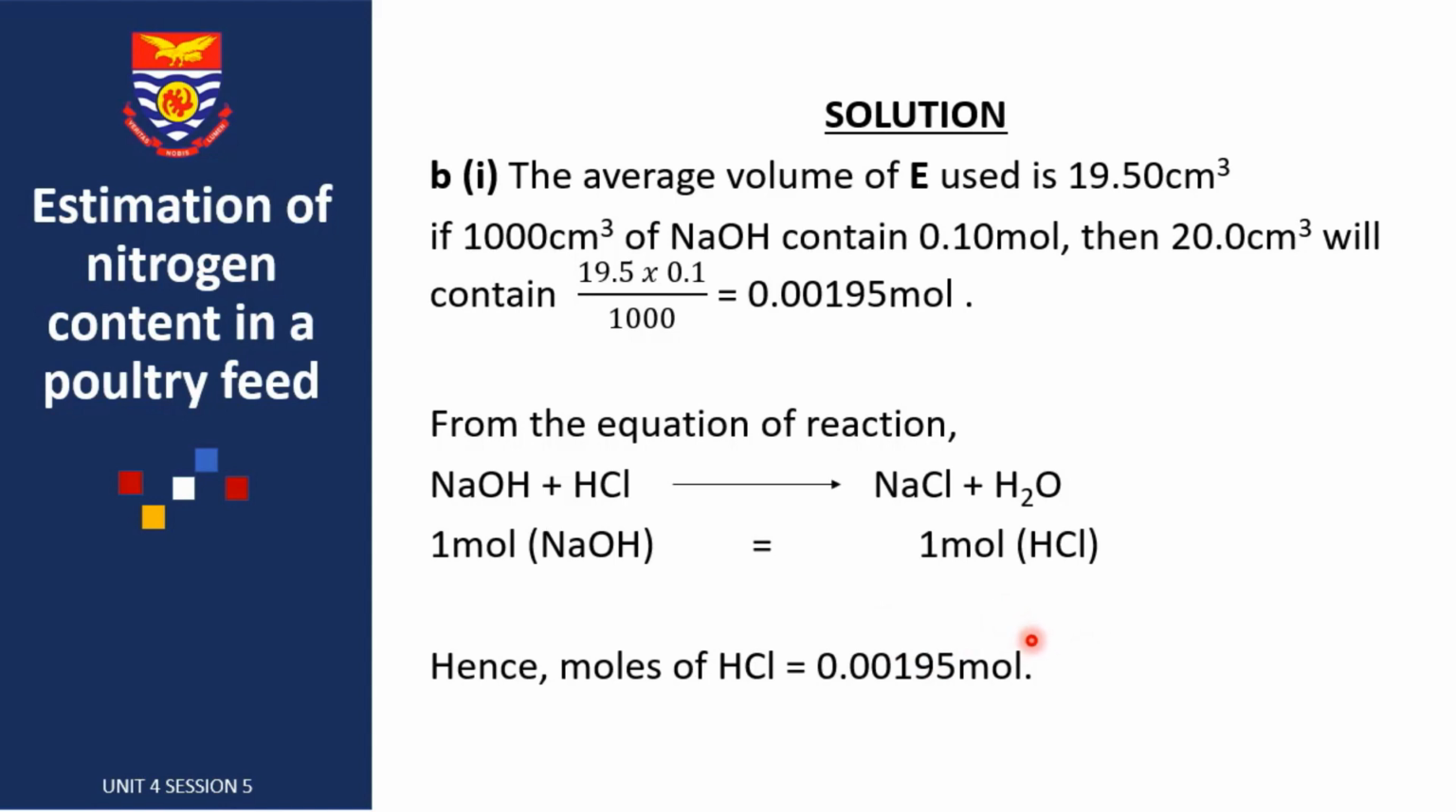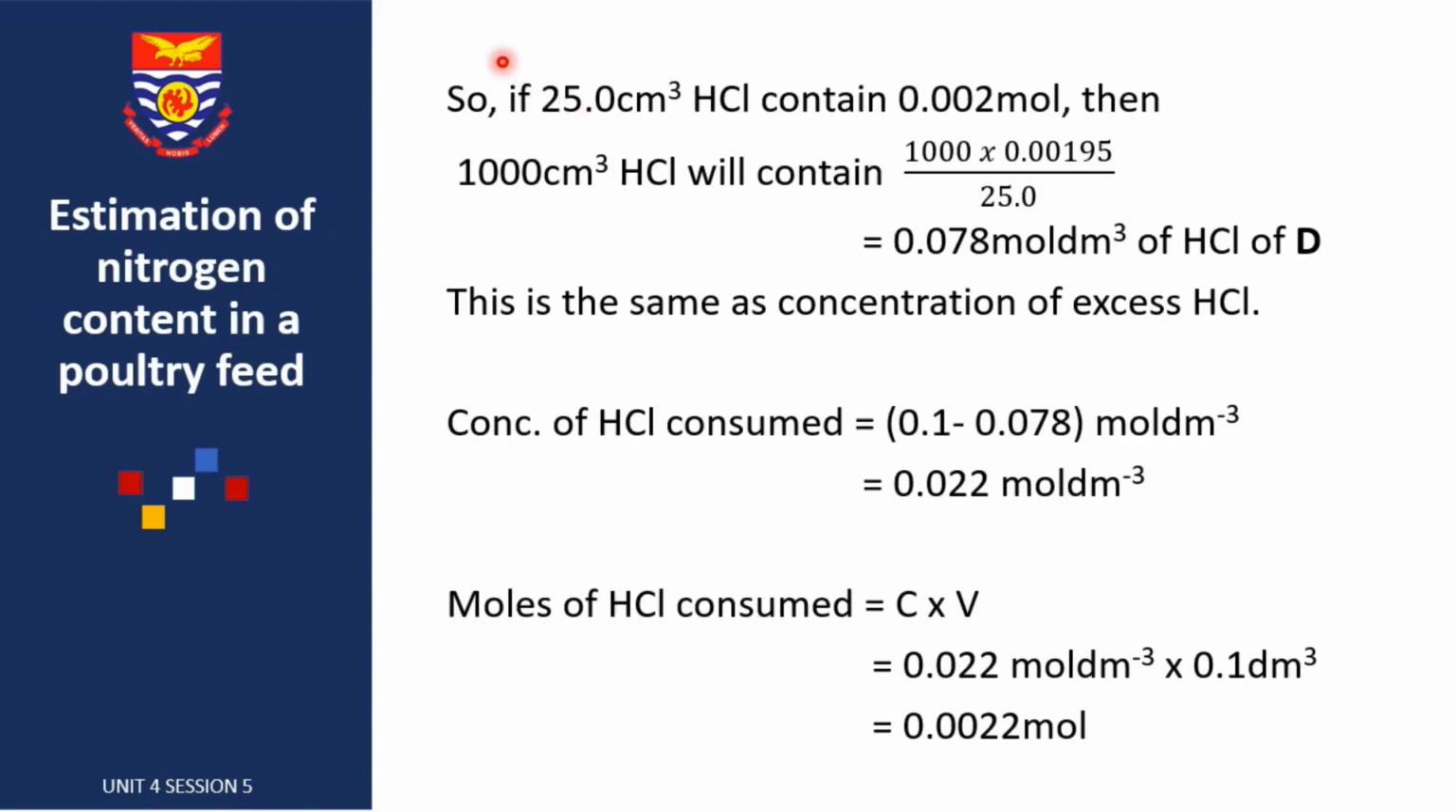0.00195. Good. Now, this number of moles of the acid is the moles in that volume of the acid that reacted with this 19.50 cubic centimeters of the base. So this is not in the 1000 cubic centimeters, but rather the 25 cubic centimeters that was actually used. So if 25 contains this 0.002 mole, then 1000 will contain what? We have this relation and it gives us 0.078.